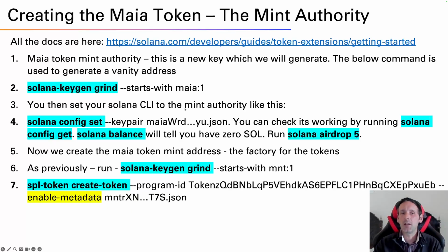And the 1 here is just saying to generate the one key pair. That's it. If I had 3 here, it means that it's going to generate 3 key pairs that start with Maya. So you then set your CLI to the mint authority.